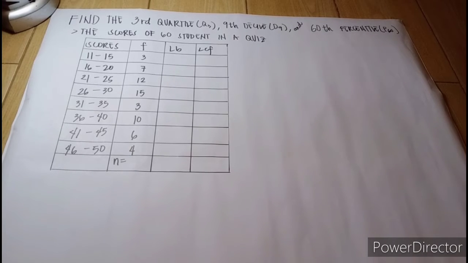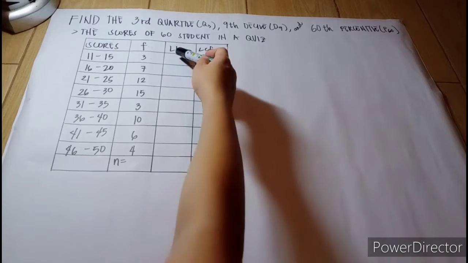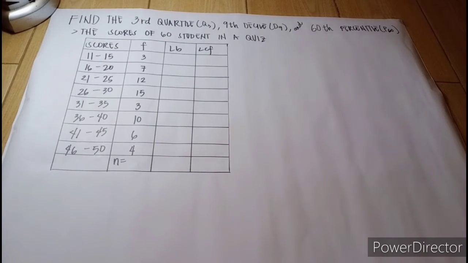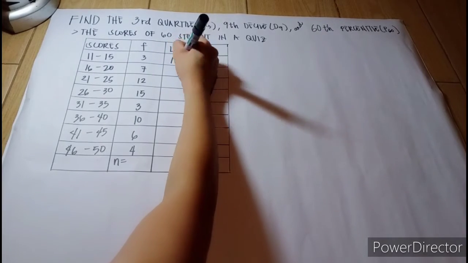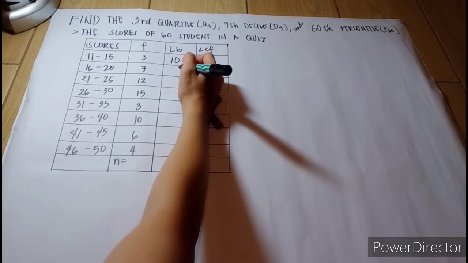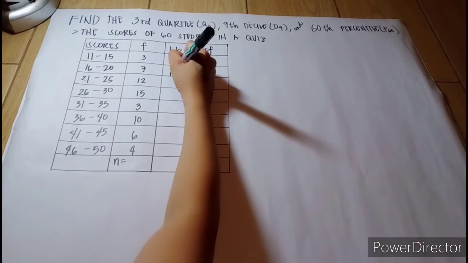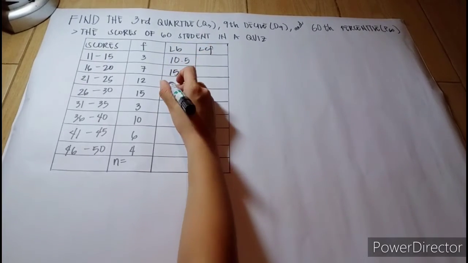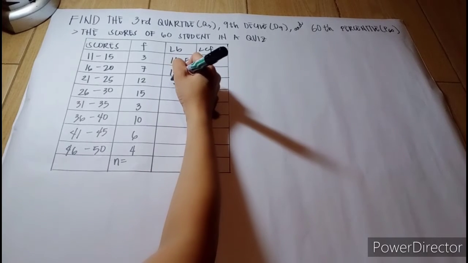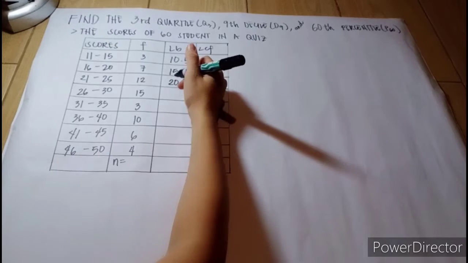But in order to find the quartile, decile, and percentile, we need to get the lower boundary. So how can we get the lower boundary? First, we focus only on our lower limit. This is our lower limit and this is our lower boundary. Then we subtract 0.5. So 11 minus 0.5, that is 10.5. 16 minus 0.5, that is 15.5. Then 21 minus 0.5, that is 20.5. And so on.